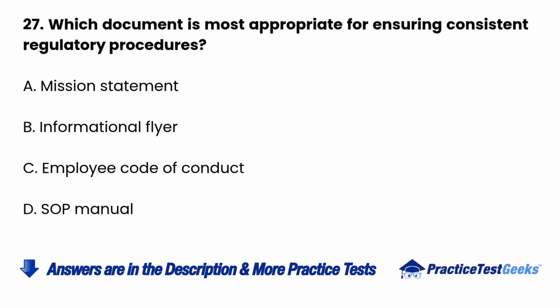27. Which document is most appropriate for ensuring consistent regulatory procedures? A. Mission statement. B. Informational flyer. C. Employee code of conduct. D. SOP manual.